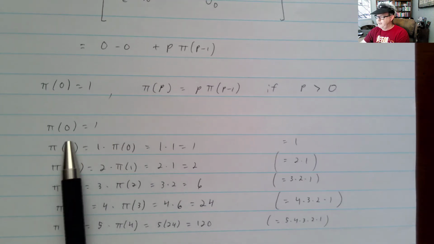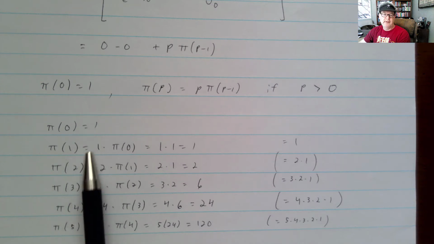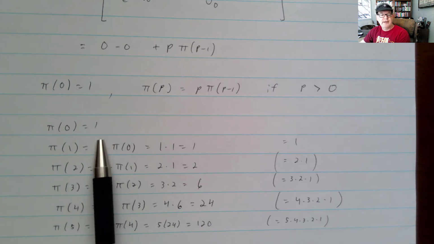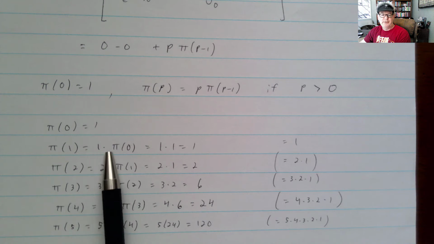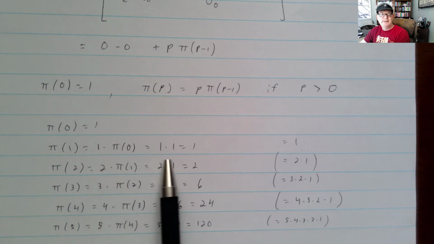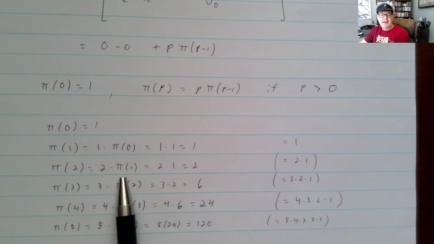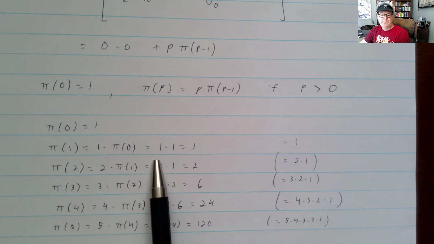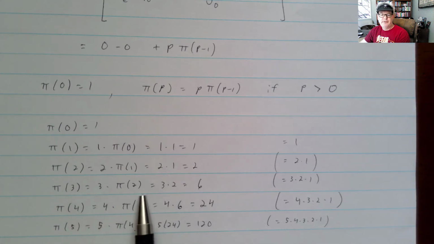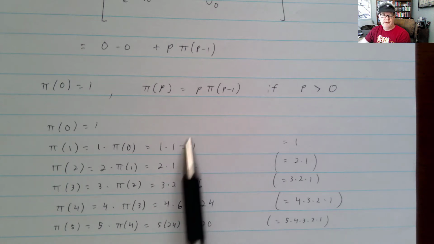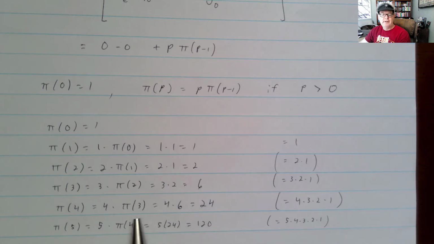Looking at the integers, again, we get our recurrence relation. So pi of 0 is 1. That was done on the first page, the starting point of the definition for the factorial. And then pi of 1 is 1 times pi of 0. Pi of 2 is 2 times pi of 1. So this one's 1 times 1, this one's 2 times 1. Pi of 3 is 3 times pi of 2. So now all I'm doing is just using the recurrence relation.